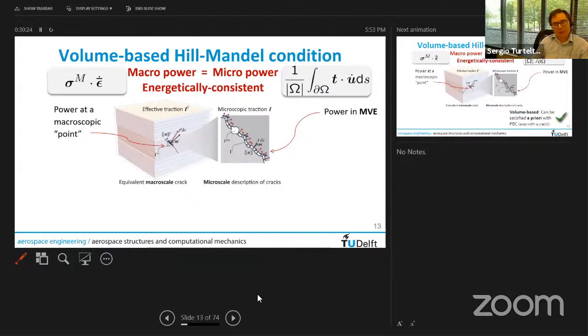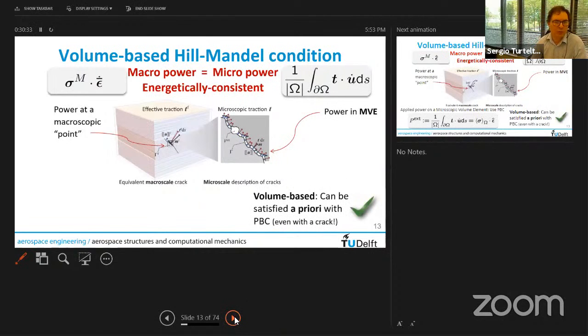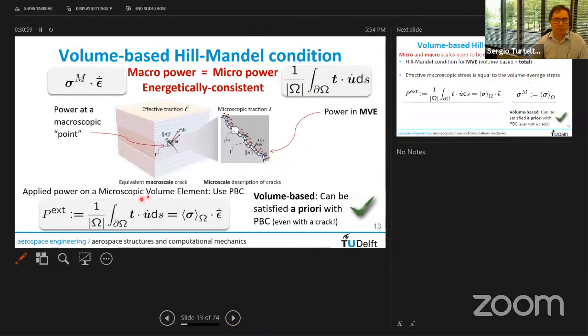Locally, it's relatively simple and straightforward to make sure that it's satisfied. One possible way to do it, not the only way, but one very popular way, is just to use periodic boundary conditions. PBC here stands for periodic boundary conditions. So you get this satisfied a priori if you impose periodic boundary conditions. And even if you have a crack, that doesn't matter, it's still satisfied. So we're good, in the sense that these two descriptions are consistent with each other. The way to look at that is that if you apply essentially the divergence theorem, you could show that the micropower, which is this quantity here, is equal to the volume average of the stress times the strain rate.